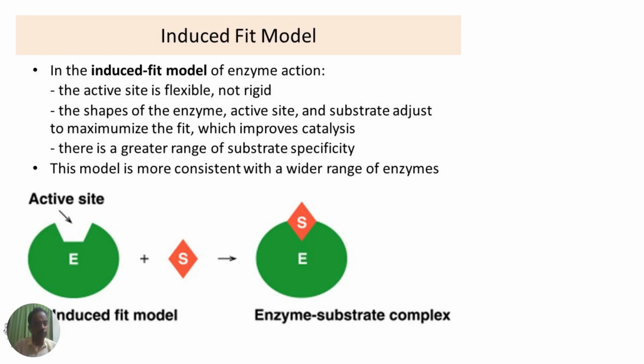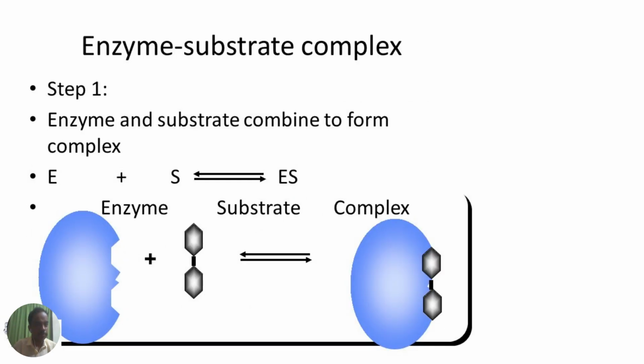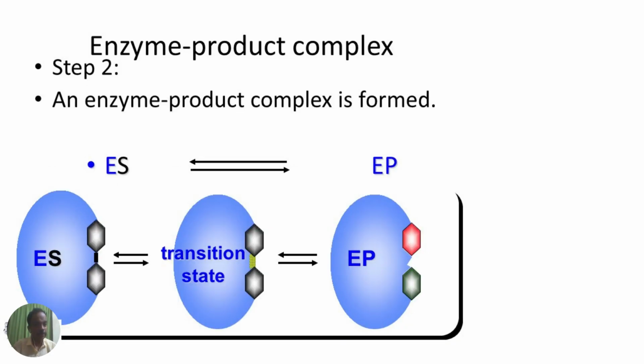So what is the induced fit model? In the induced fit model of enzyme action, the active site is flexible and not rigid. The shape of the enzyme's active site and substrate adjusts to the maximum to fit, which improves the catalysis, and there is a greater range of substrate specificity. This model is more consistent with a wide range of enzymes. So you can see there, the shape of the enzyme gets altered with the shape of the substrate. Therefore, it's called the induced fit model. A classic example of the lock and key mechanism.